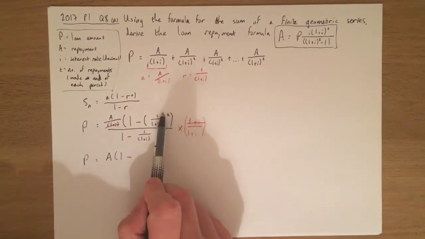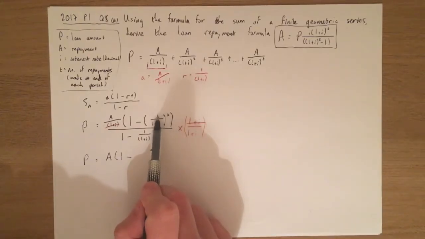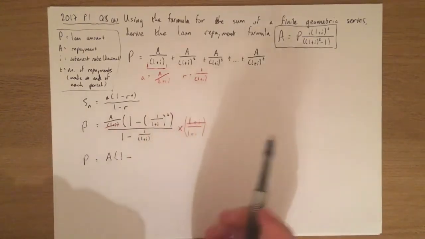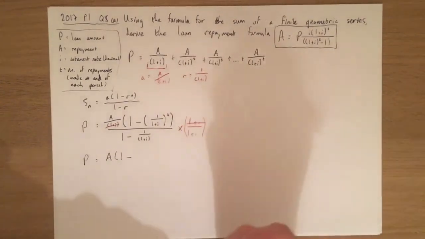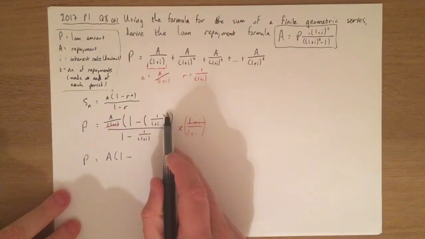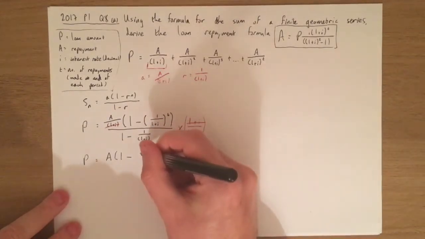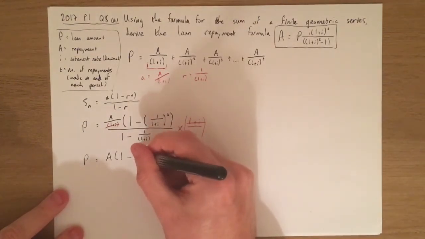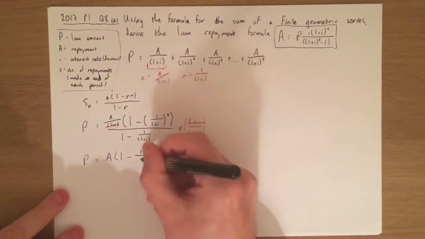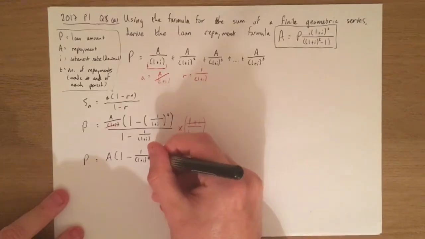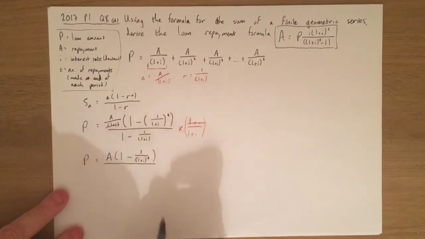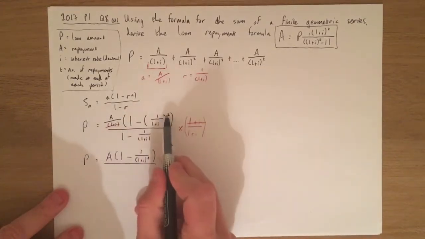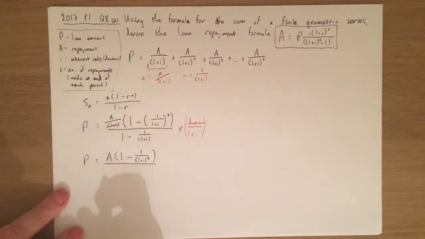So if I bring the t inside the bracket, 1 to the power of t is just equal to 1. Anything to the power, or 1 to the power of anything, is 1. And then on the bottom, it's going to be 1 plus I to the t. So that's the top. I'm doing two things there. I'm multiplying this in, and then I'm moving the t into the bracket.